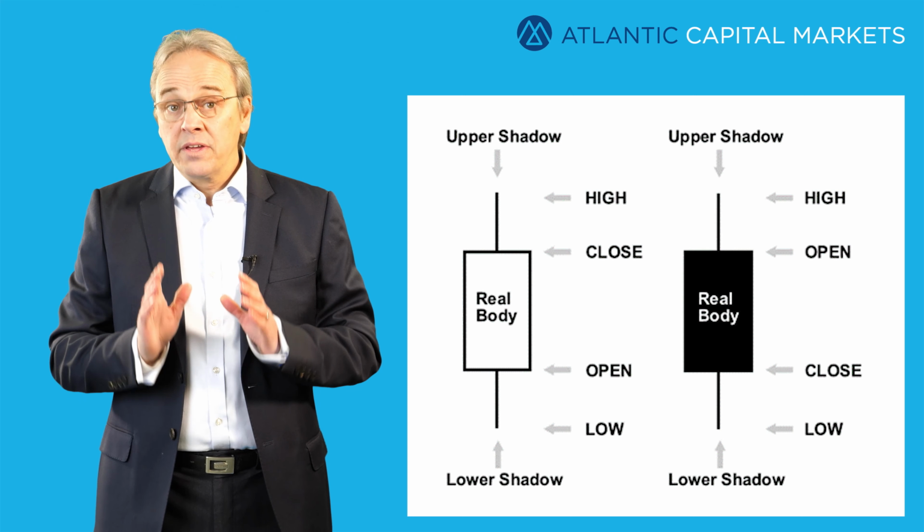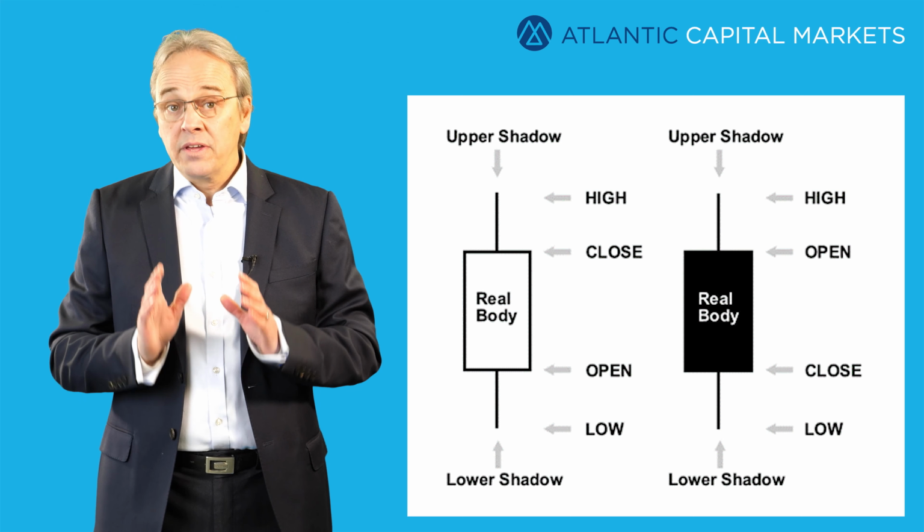So, what does the candle represent? A candle represents information for a specific time period. For example, on a daily chart, a candle represents a day. On an hourly chart, it represents an hour. A candlestick shows four elements. These are the open of the time period, the high, the low, and the close of the time period.